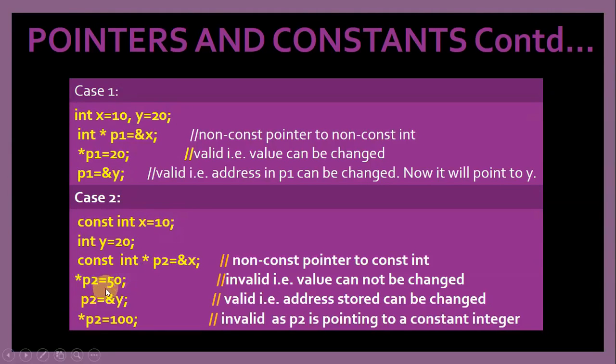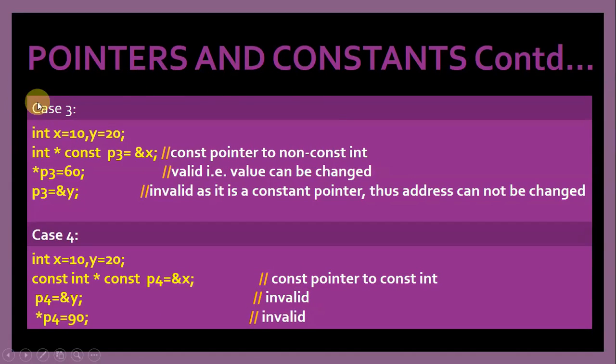If I try to change the value to which p2 is pointing, that is, it is pointing to 10 and I am trying to make it 50, this is invalid because it is pointing to a constant number, so the value stored in it cannot be changed. However, I can change the address of p2. I can always say p2 = &y. So now p2 will start pointing to y, and again if I try to change the value, if I say *p2 = 100, this is also invalid because p2 is pointing to a constant integer. So if it is pointing to a constant integer, the value cannot be changed, however the address can be changed.